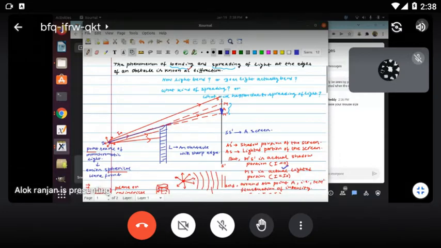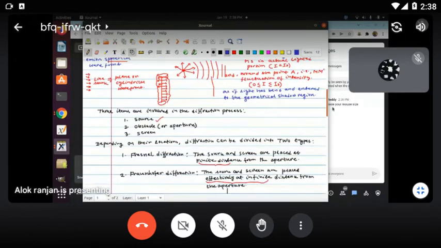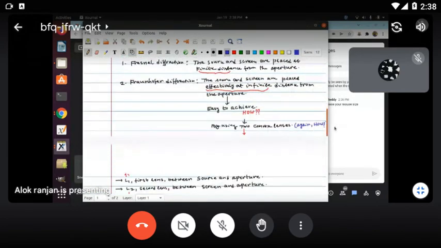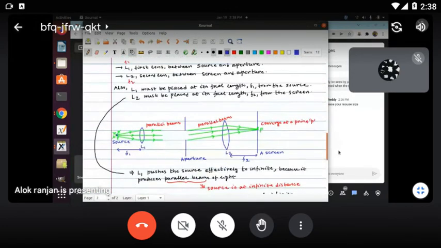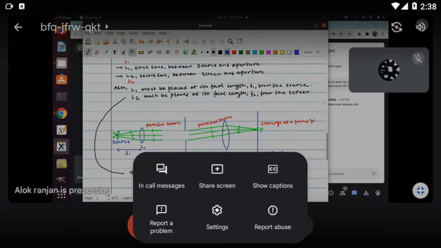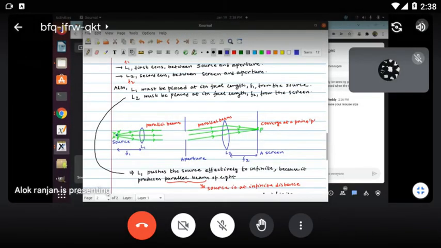Excuse me, sir, would you please take the slide down? On the next slide, I have some doubts in the diffraction part. Yes, sir. In this part, sir, the parallel light is in one direction, so please explain that. Okay.